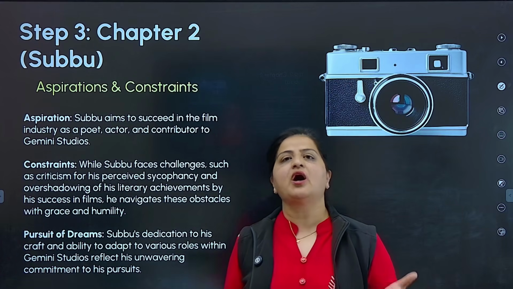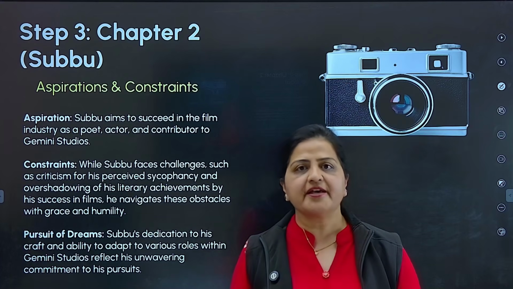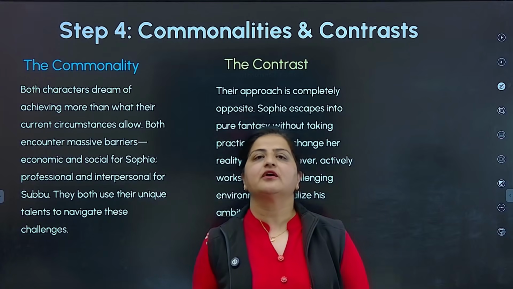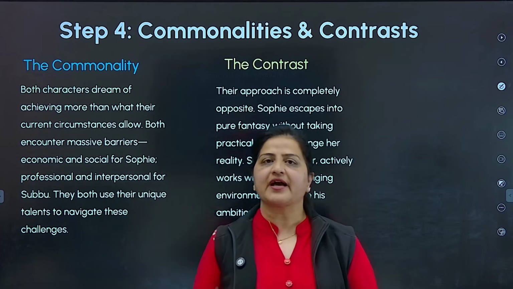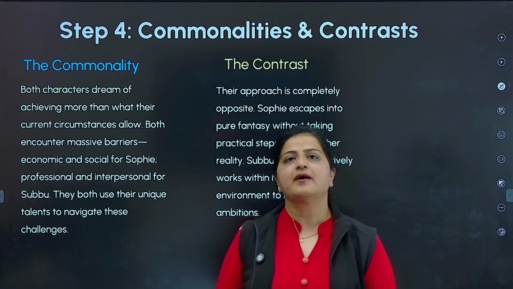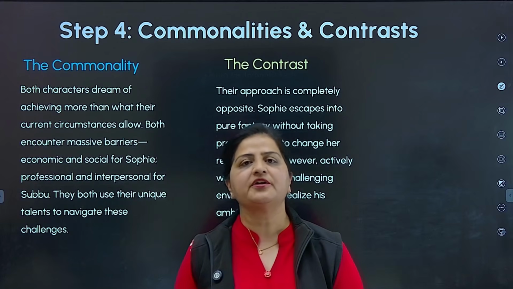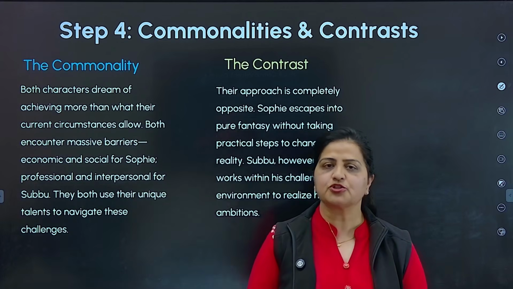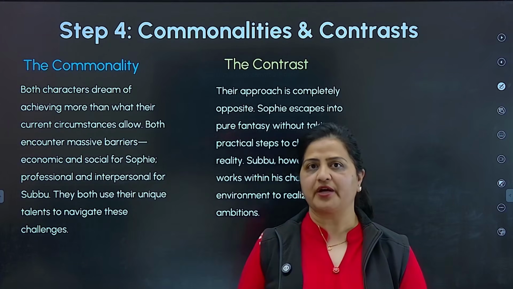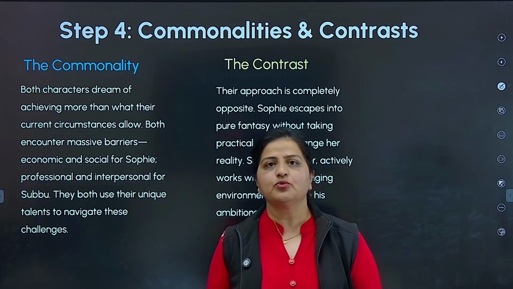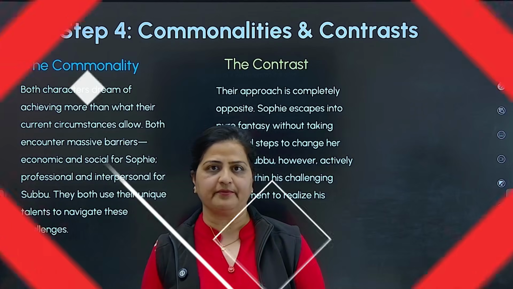So we come to know how both the characters pursue their dreams, but their ways were different. So this is where you have to score marks. You have to tell the examiner both the characters had certain dreams, but the way they followed or achieved their dreams were different. One, that is Sophie, believed in escapism and fantasy without action, whereas Subbu was more practical and adapted to the real world environment.